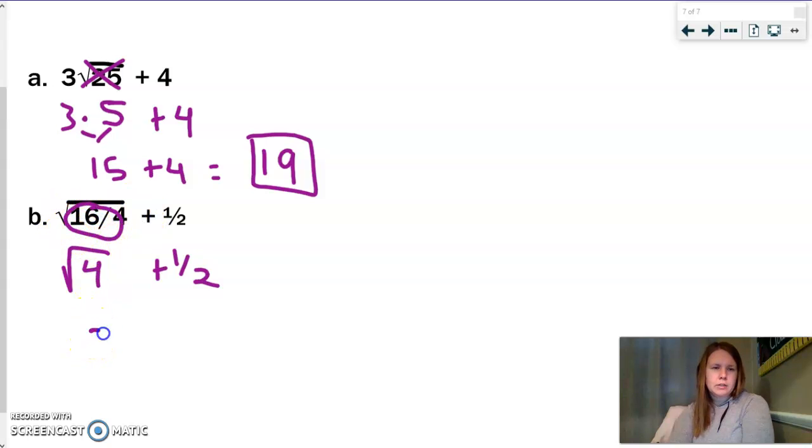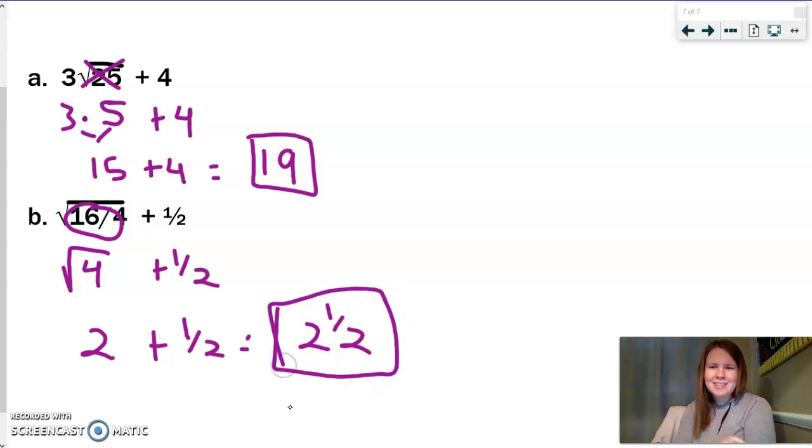Square root of 4 is 2, so then 2 plus 1/2 equals 2 1/2, and you can leave it as that. So we will keep working on this here in class. Let me know if you've got any questions.